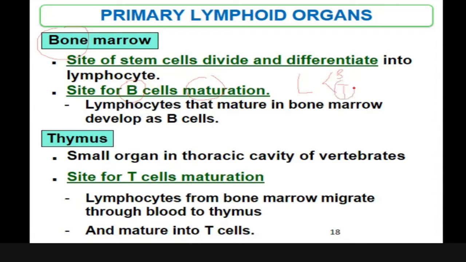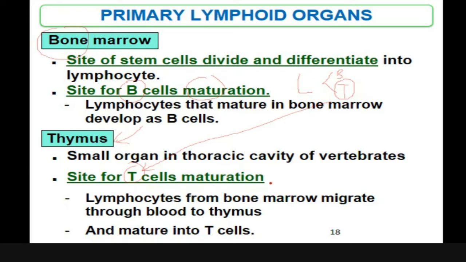While lymphocyte T will be produced in bone marrow, but then it will be transported to the thymus and mature in thymus. Sebab tu nama dia lymphocyte T. Okay, because lymphocyte T is produced in bone marrow, but then it matures in the thymus. The thymus is a small organ in the thoracic cavity of vertebrates, right above our heart. It is a site for T cell maturation.